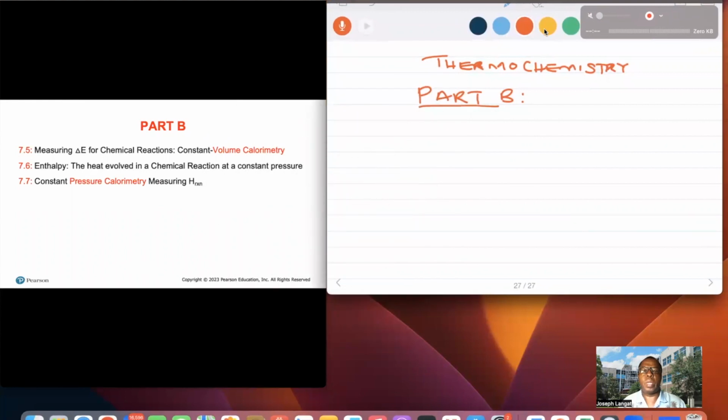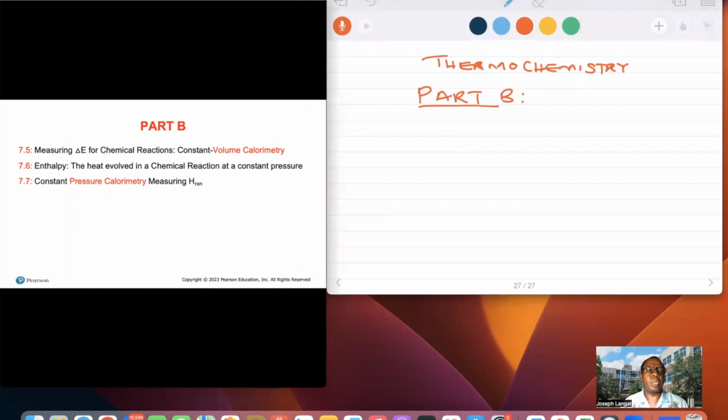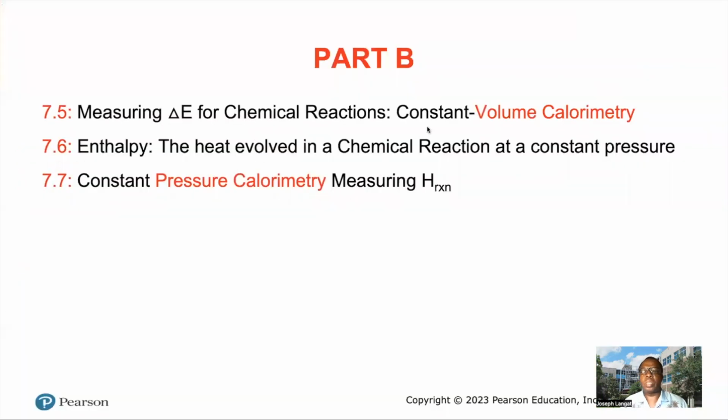Hi, welcome to part P of chapter 7, Thermochemistry. In part P, I will cover section 7.5, measuring change in internal energy for chemical reaction. This is constant volume calorimetry. In section 7.6, enthalpy of reaction.